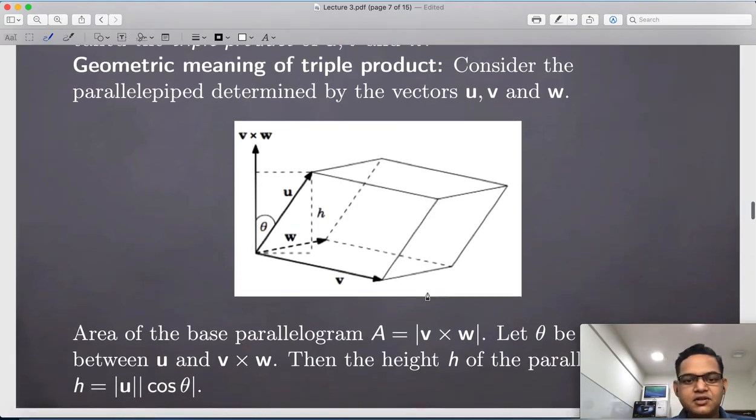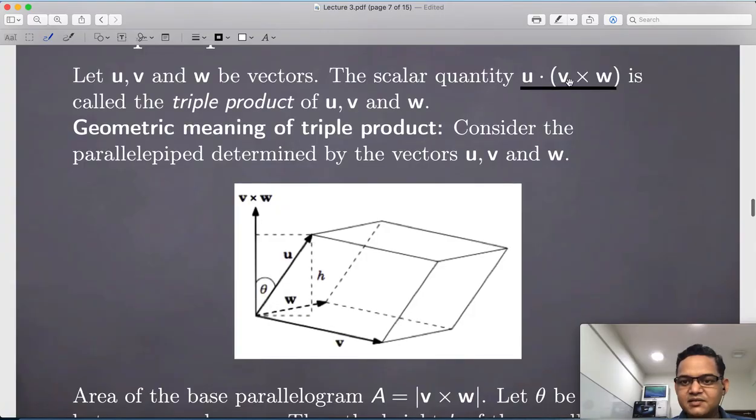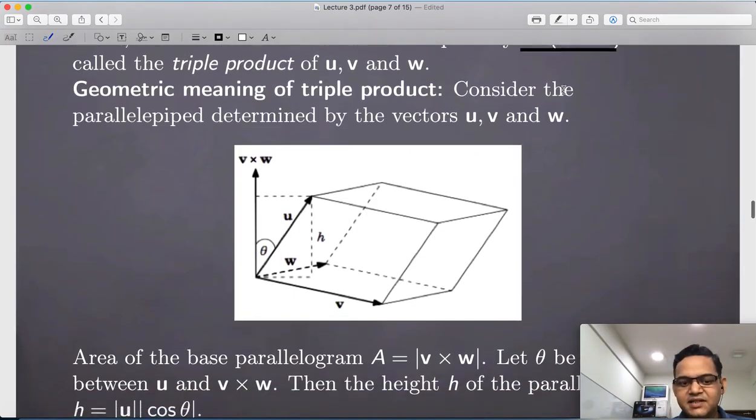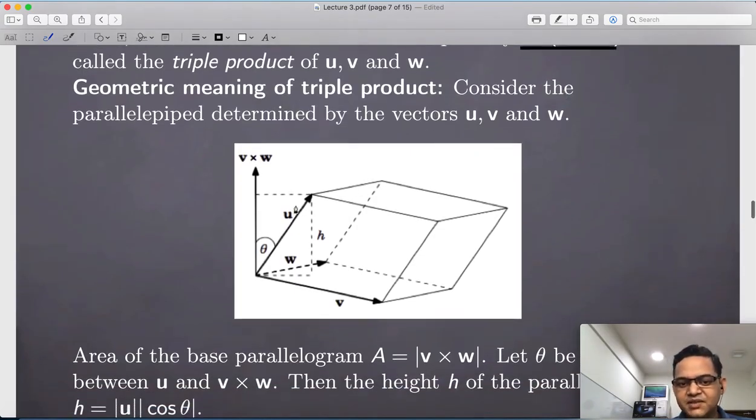So if I want to find the volume of this three-dimensional figure, which is called the parallelepiped, I know the area of the base, and if I know the height, I just multiply them, isn't it? So this is basically the vector u dotted with the cross product of this. This is going to give me a scalar quantity. If I take the modulus of this, it is going to give me the volume of this parallelepiped.